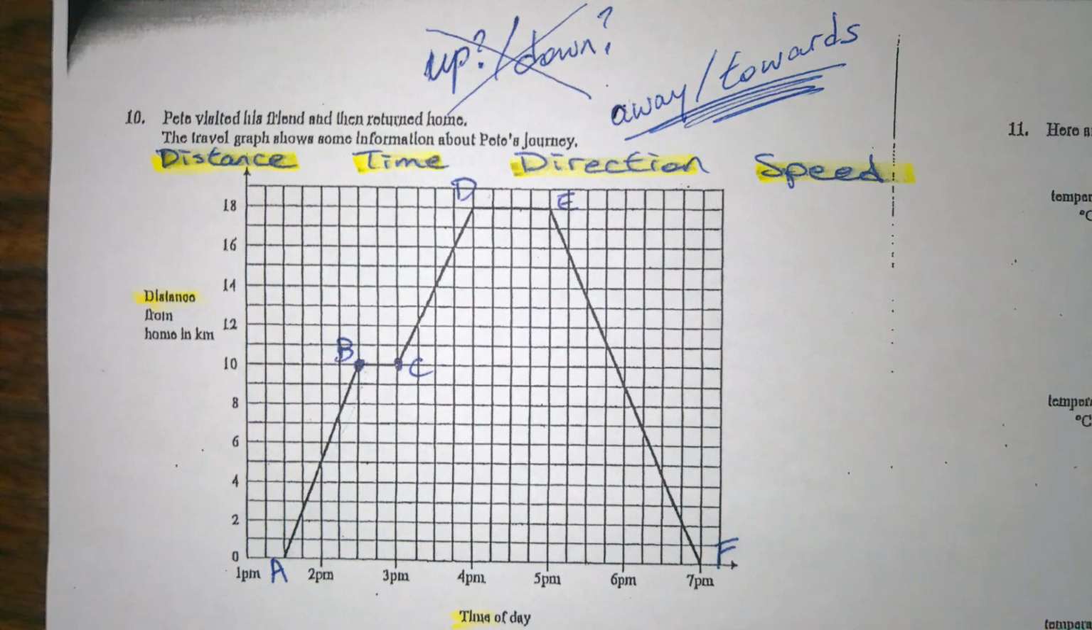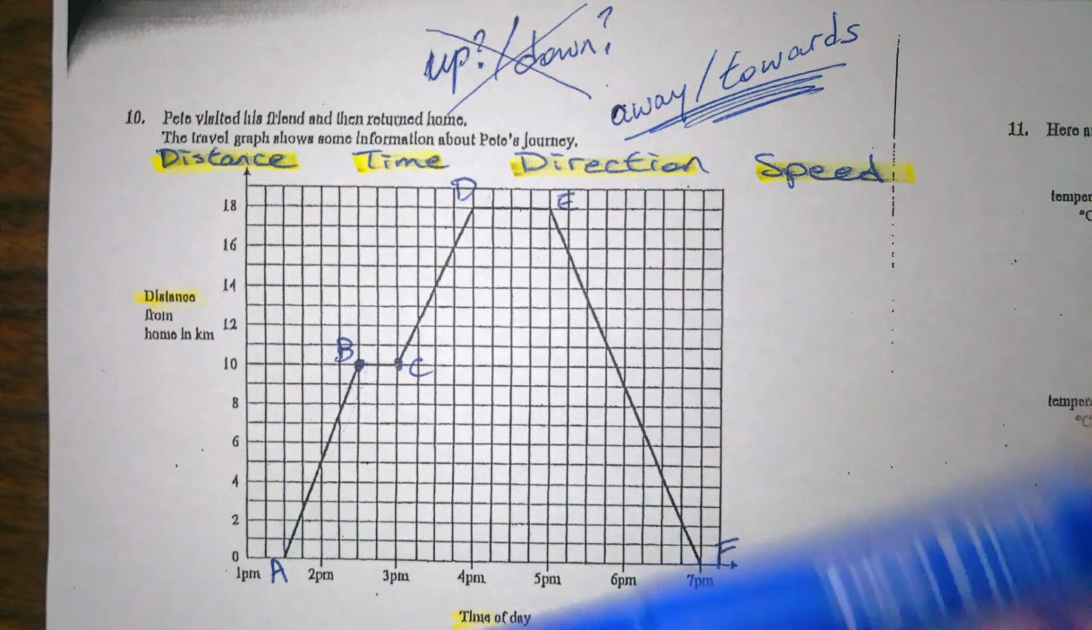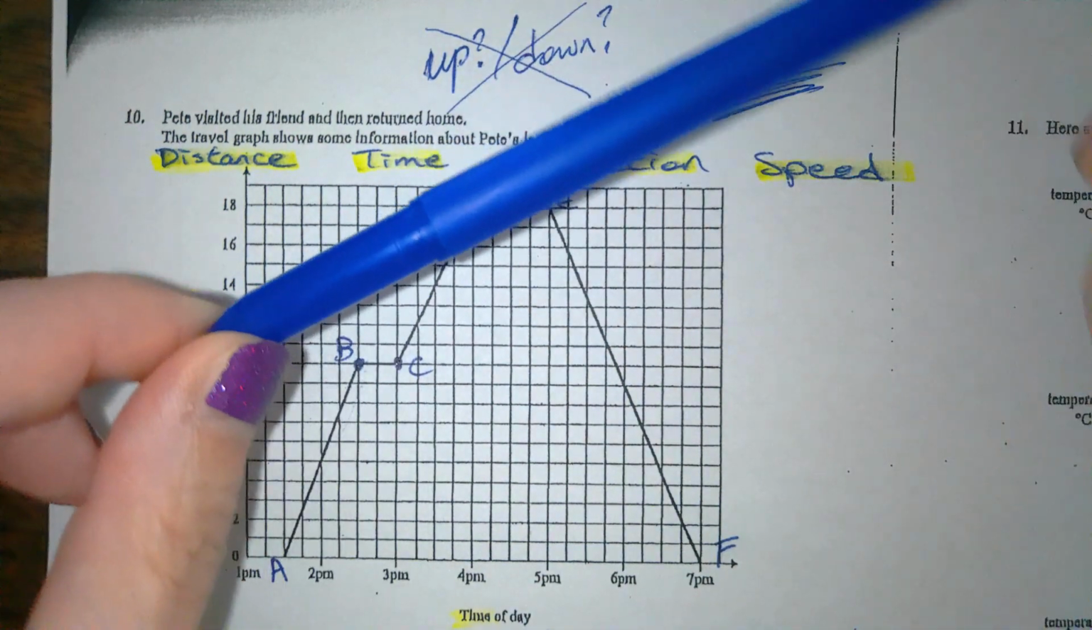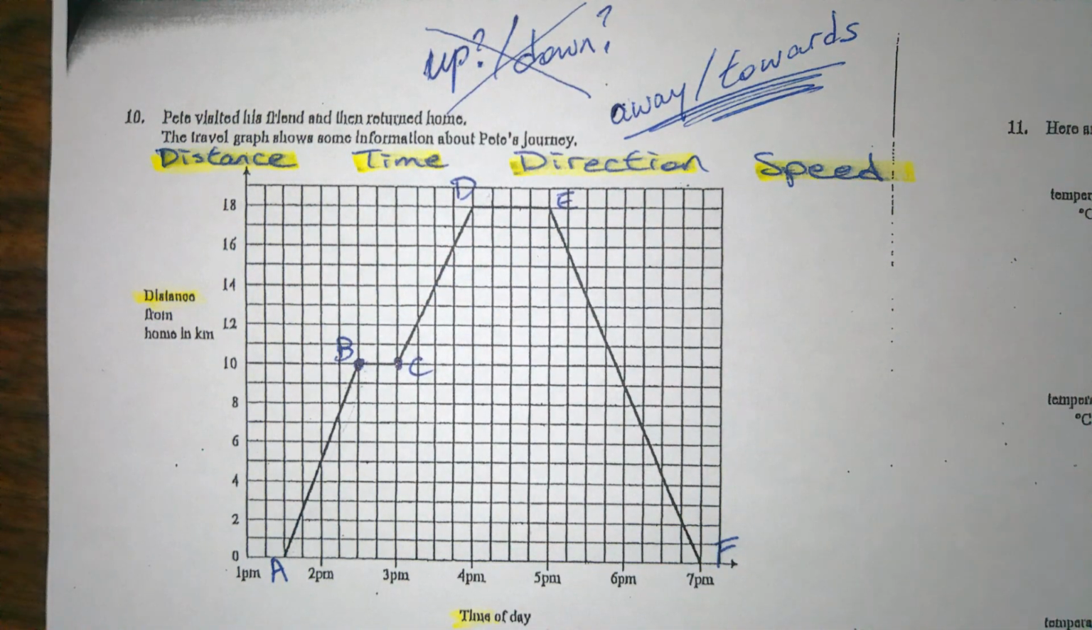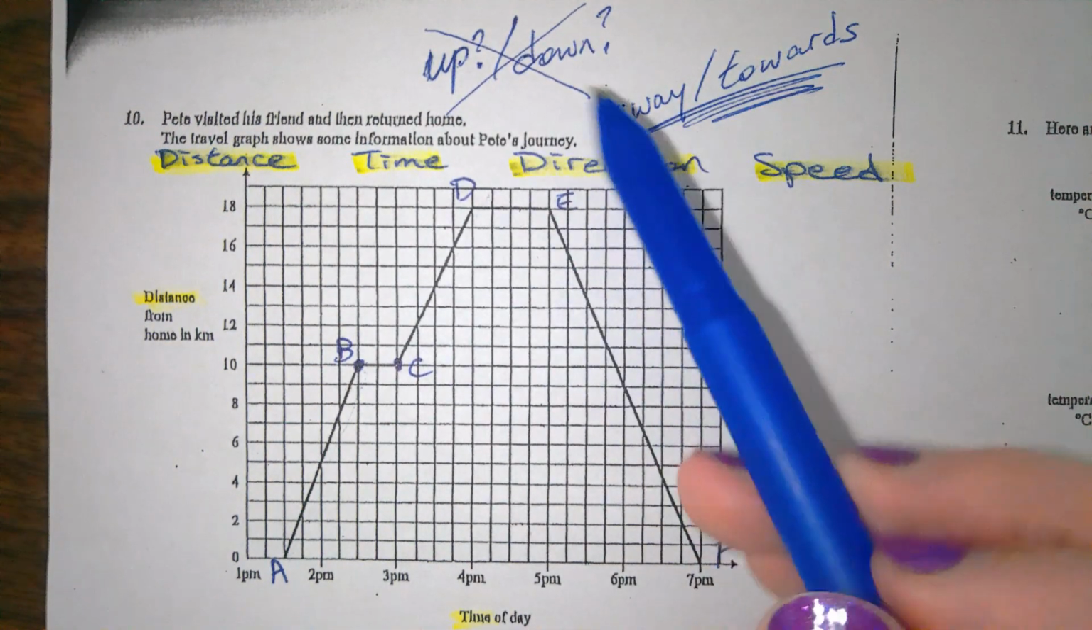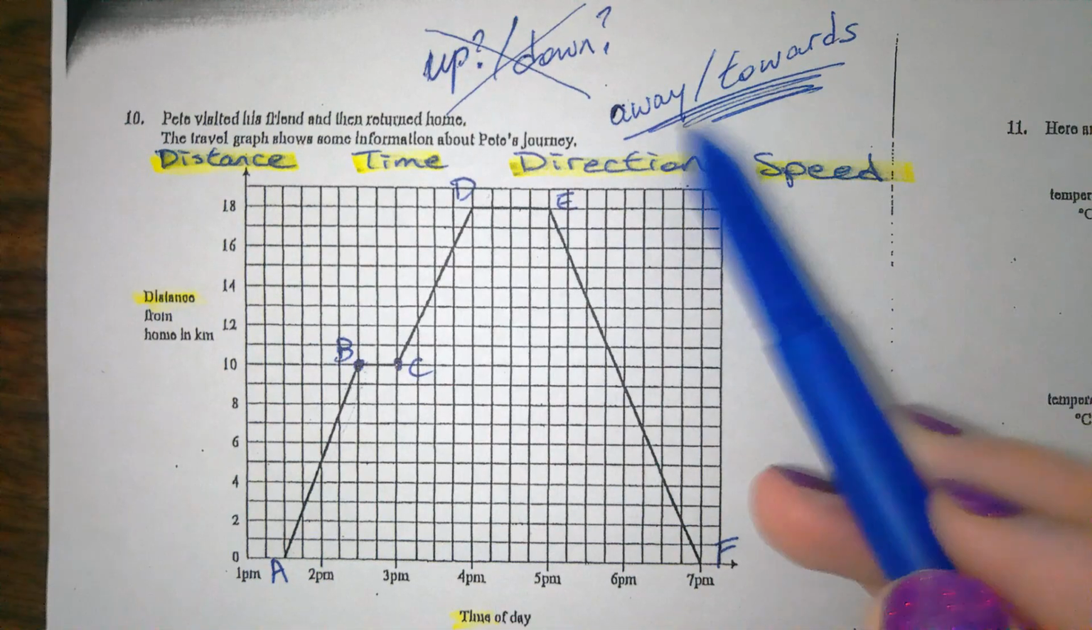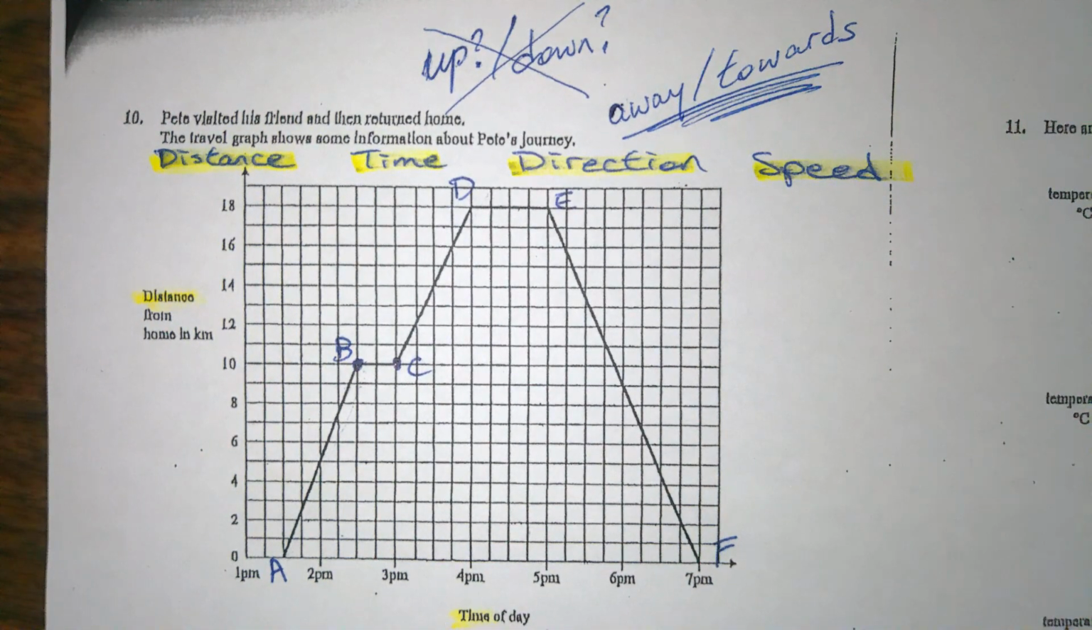You can, but that's actually a very good question. Let's say Pete's friend's house is on top of a mountain. What would happen to the speed? It would slow down. So instead of a steep line, you'll actually see a flatter line because the speed is slowing down. But would you tell us that? No, you have to know that it's not up or down anything. You always use the word away or toward.